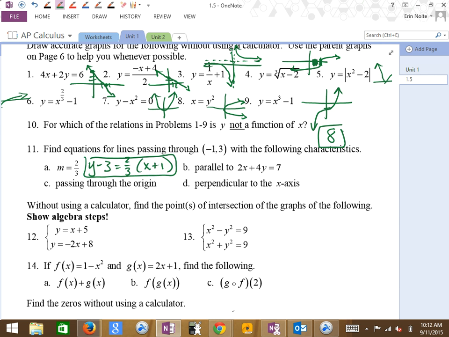Okay, and I will forewarn you that these kind of questions are on the test, and they will ask you both scenarios where they just ask you for the equation, and then they also ask you for a specific form. So make sure you know the different forms. Okay. How would we do one that passes through the origin? So passing through -1, 3, and then also passes through the origin.